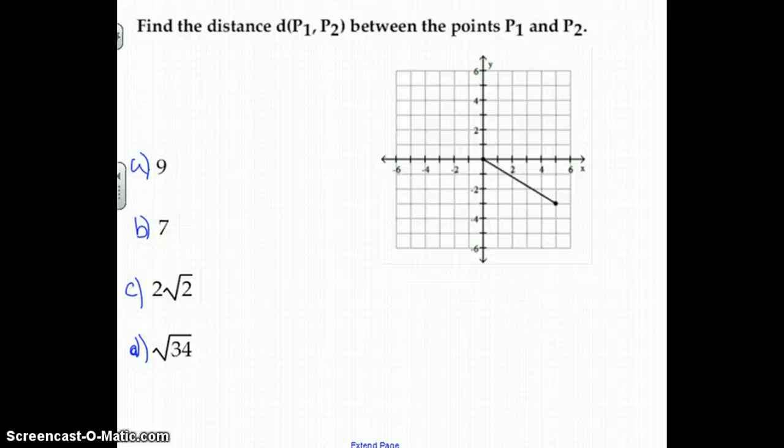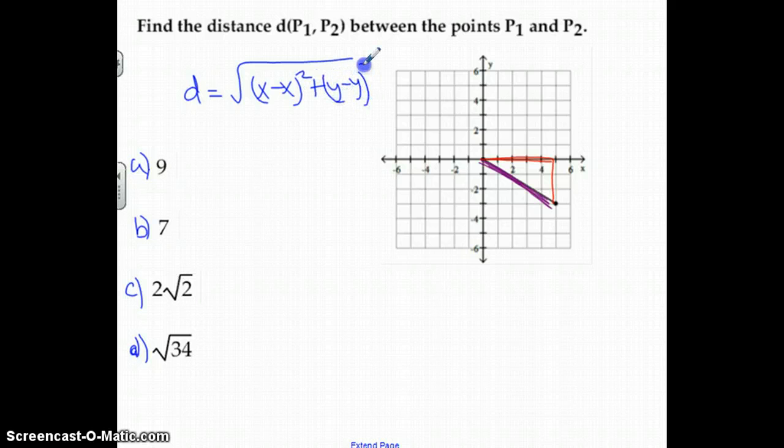So again, just a quick review of section 2.1. We learned two things: the distance formula. The distance formula is really nothing more than the Pythagorean theorem, a squared plus b squared equals c squared. So to find this purple distance in here, you could do the Pythagorean theorem, or you could do the formula: x minus x quantity squared plus y minus y quantity squared.